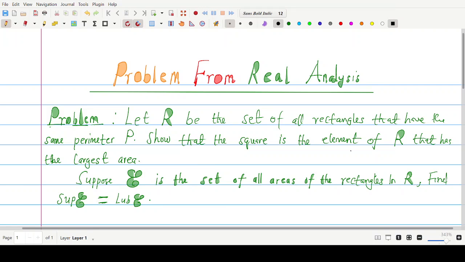All right. So we are required in this case to show that the square is the element of R that has the largest area. Thereafter, we are still required to find the supremum of the set denoted by the symbol ℰ. Now, how do we go about carrying out the proof? Let's start with the proof part.